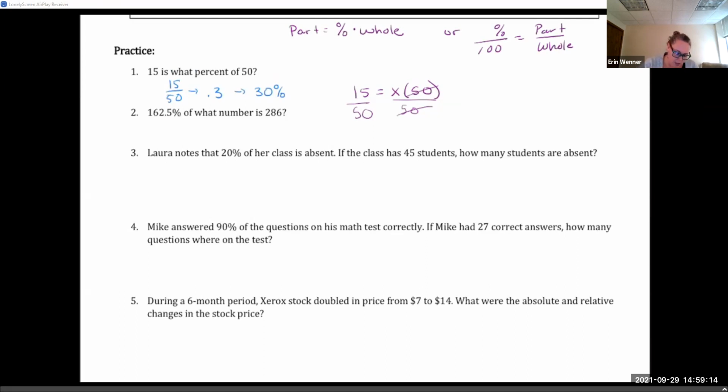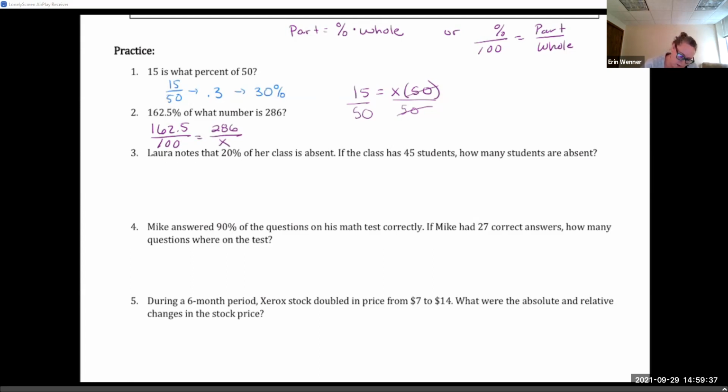So when I look at number 2, 162.5% of what number is 286? So we have 162.5% out of 100. The part here is 286. The whole, we don't know.